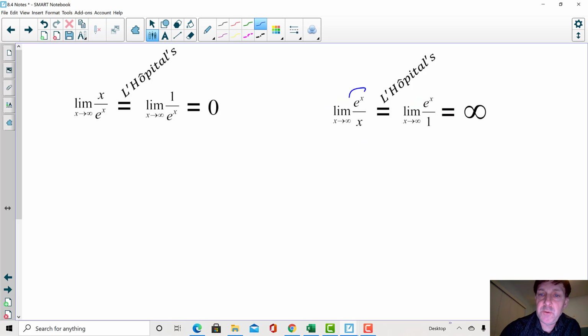Notice we did the derivative of the top and we did the derivative of the bottom separately. This is just a plug-in limit. Your final answer is just going to be e to the infinity, which is infinity.